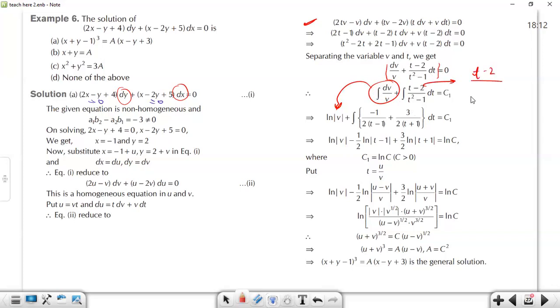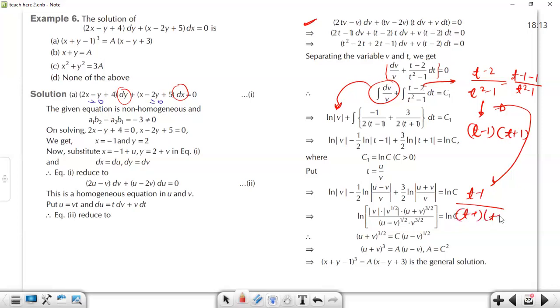t minus 2 over t square minus 1. We know t square minus 1 can be represented as t minus 1 into t plus 1, right? So we'll try to make t minus 1 in the numerator part. So we can write it as t minus 1 upon t square minus 1. When we write it separately, what will it become? t minus 1 upon t minus 1 into t plus 1, minus 1 upon t square minus 1. This cancels this, so 1 upon t plus 1, and here t square minus 1 is remaining.